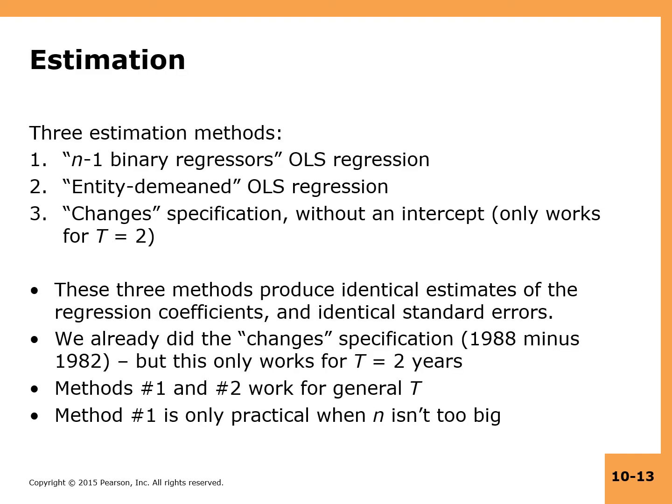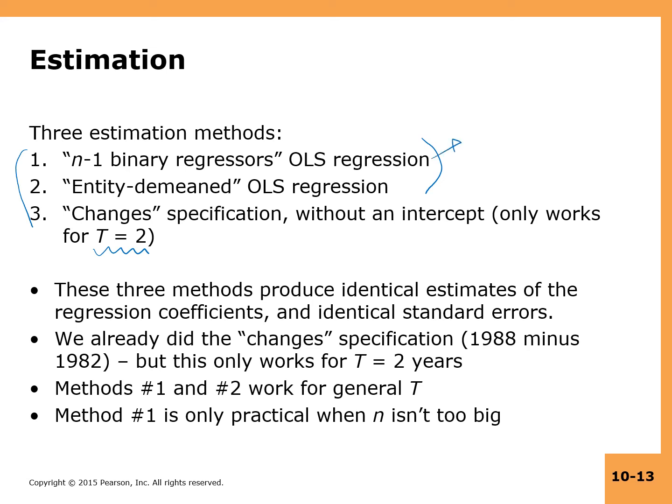So there are three different estimation methods for fixed effect regression: n-1 binary regressor OLS regression, entity-demeaned OLS regression, and the changes or differences specification. The problem with the third method is that it only works when there are two time periods, so it's very limited in terms of when you can use it. The first and second methods can be used for any number of time periods.